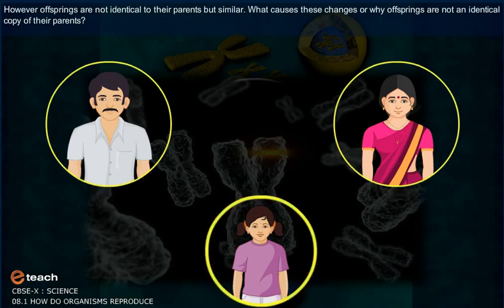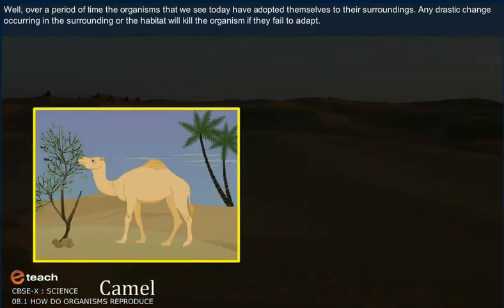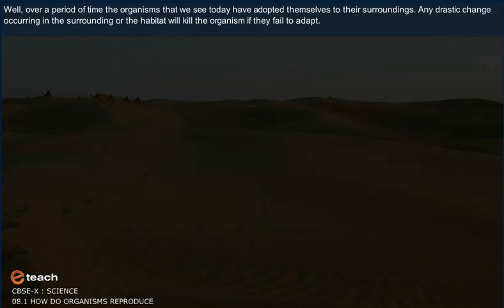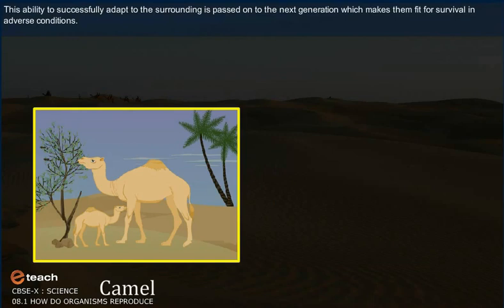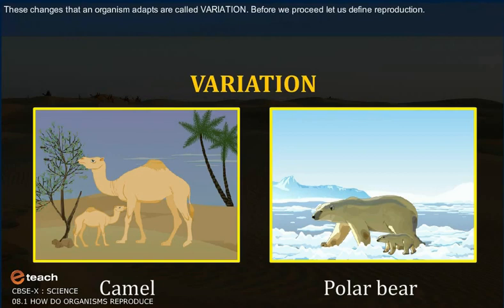What causes these changes? Or why are the offspring not the identical copy of their parents? Well, over a period of time, the organisms that we see today have adapted themselves to their surroundings. Any drastic change occurring in the surrounding or the habitat will kill the organism if they fail to adapt. This ability to successfully adapt to the surrounding is passed on to the next generation, which makes them fit for survival in adverse conditions. These changes that the organism adapts are called variation.